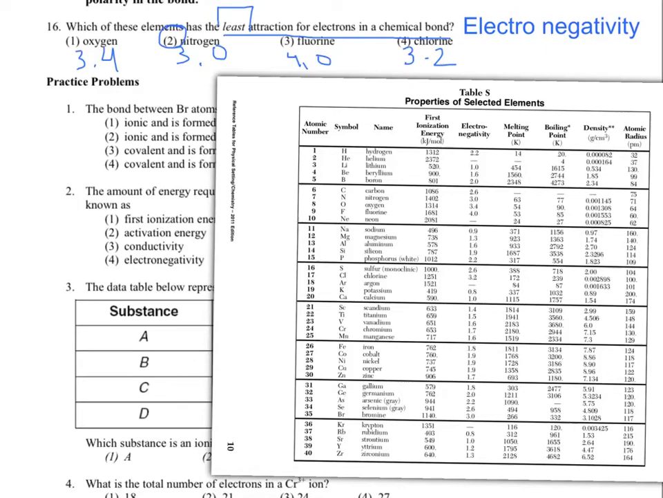So we can simply look up the electronegativities, which I've already listed, of each of the elements. So oxygen, element number 8, has the electronegativity of 3.4. Nitrogen, element number 7, 3.0. Fluorine, element number 9, 4.0. And chlorine, element number 17, is 3.2. Notice we were looking for the least attraction for electrons, or the least electronegative, so nitrogen is our best choice.